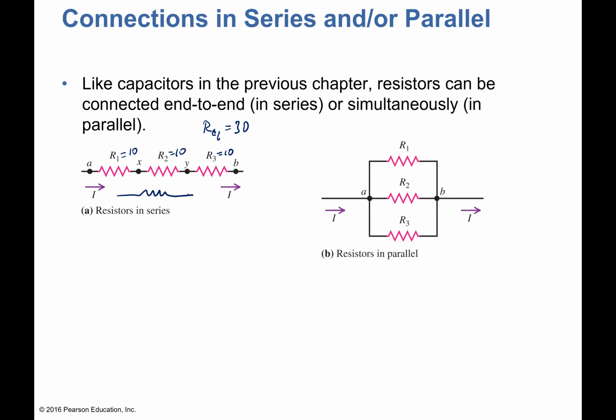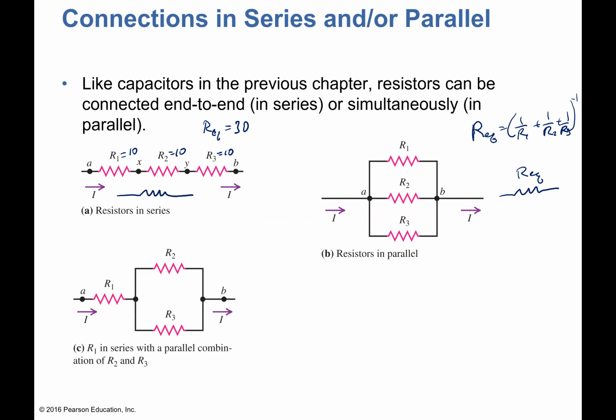Or we can have something like this, R1, R2, R3. I can again combine them and have R equivalent using this equation, right? So R equivalent equals 1 over R1 plus 1 over R2 plus 1 over R3, to the -1. Okay, so I can combine and represent it like this.